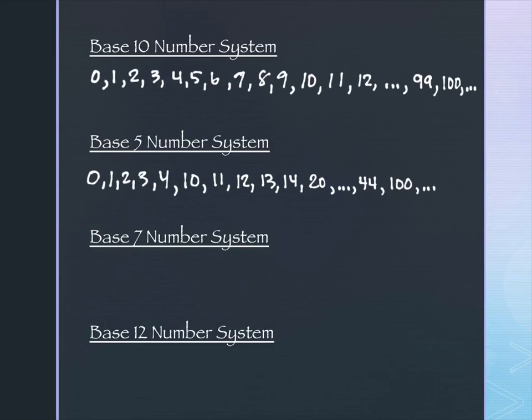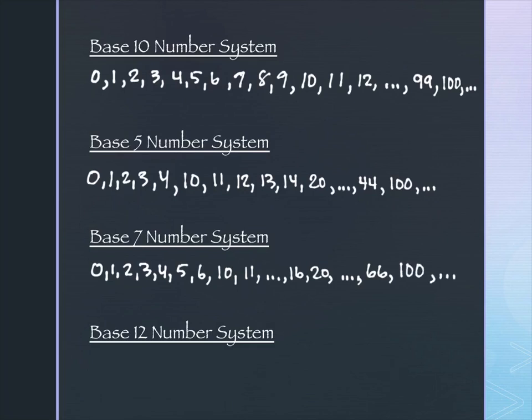Base 7. 0, 1, 2. Where am I going to stop? 6. There's no 7 in base 7. Because once I get to 6, I have 7 digits, 0 through 6. So what happens after 6? You have 1, 0. And 1, 1 until we get to 1, 6. And after 1, 6, I get 2, 0. What is the biggest 2-digit number in base 7? 66. And after 6, 6, I would get 1, 0, 0, and I would continue.